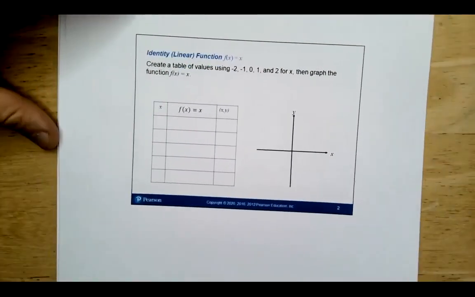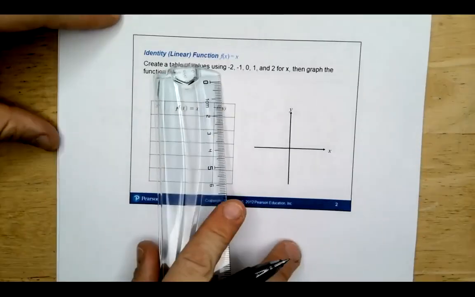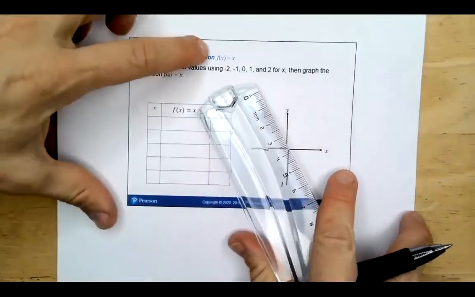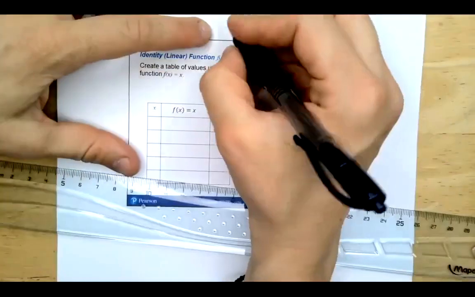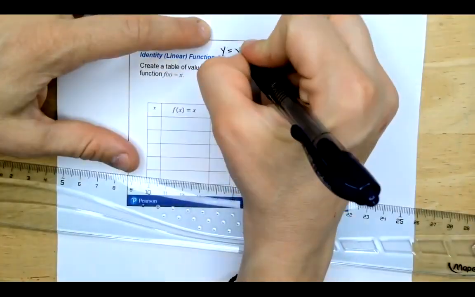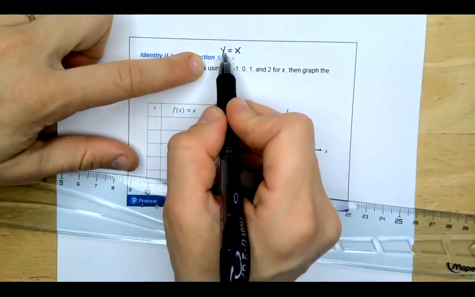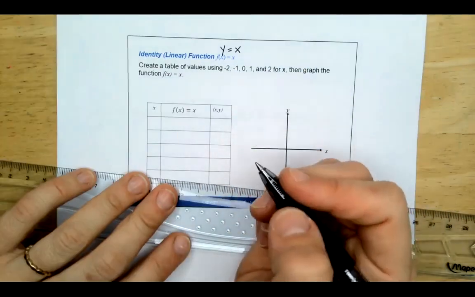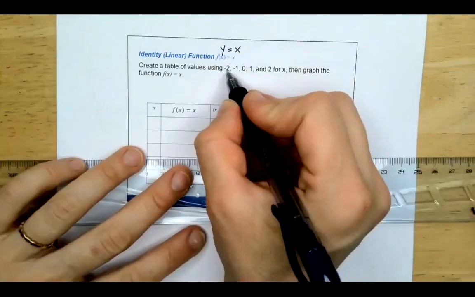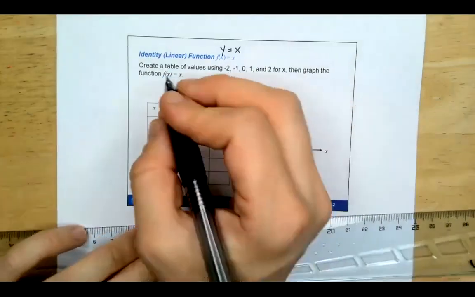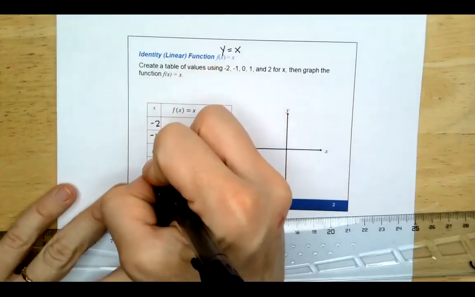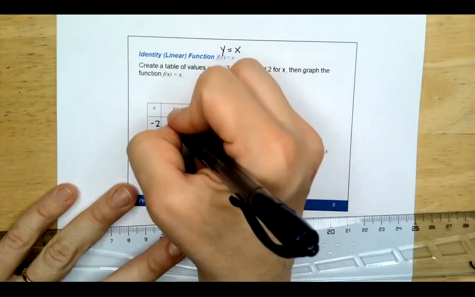Now, this is called the linear function. It's going to make a straight line, and it's going to include both y and x, right? Because f of x is just y equals. F of x equals x is the same as y equals x. It's just that y equals x is a function, so we can call it f of x equals x. Again, use -2, -1, 0, 1, and 2 for my x values.